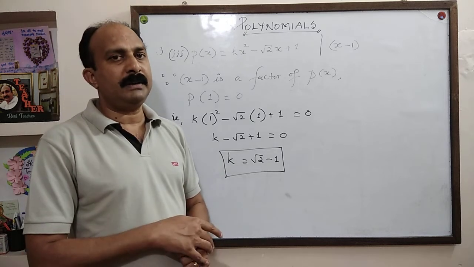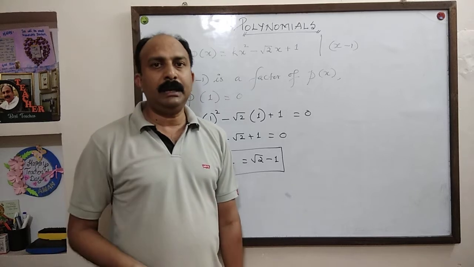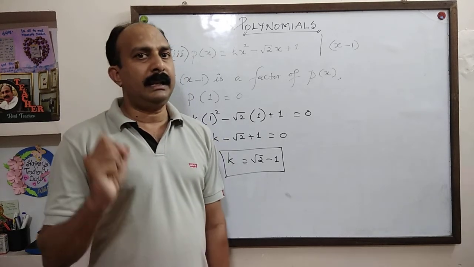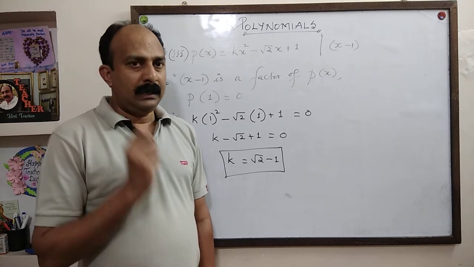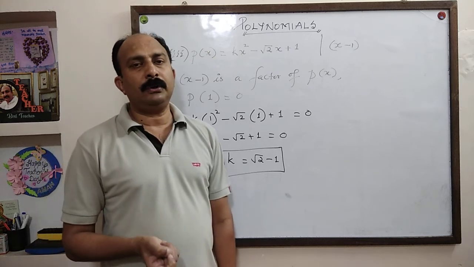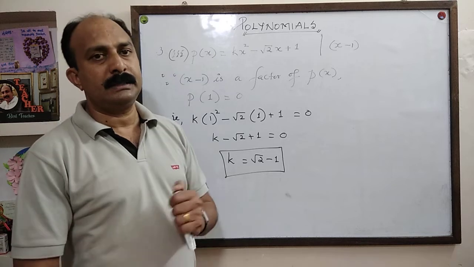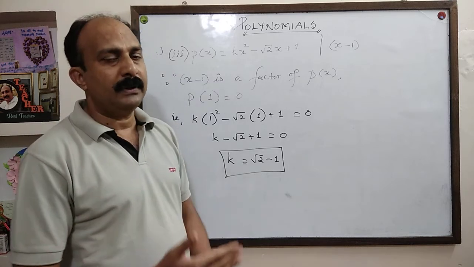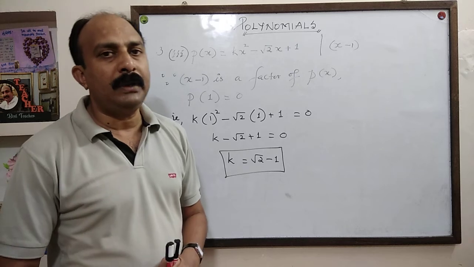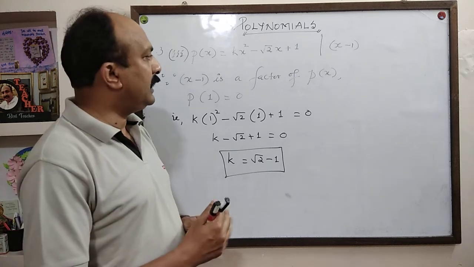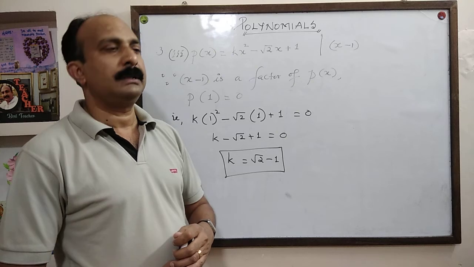I repeat the statement once again. Let P(x) be any polynomial of any degree and a is any real number. Then, number 1, if P of a equal to 0, then x minus a will be a factor of P(x). Second, if x minus a is a factor of P(x), then P of a equal to 0. And we have seen the application of both in these two types of questions.